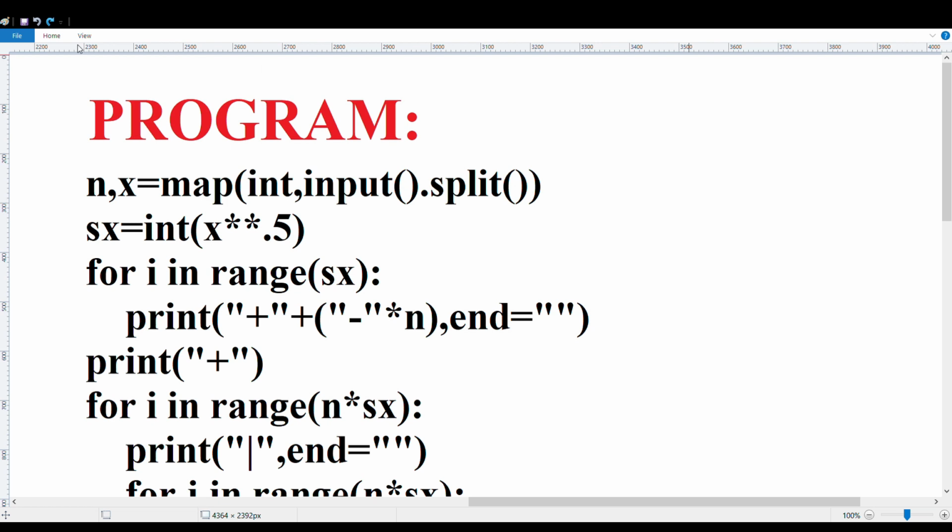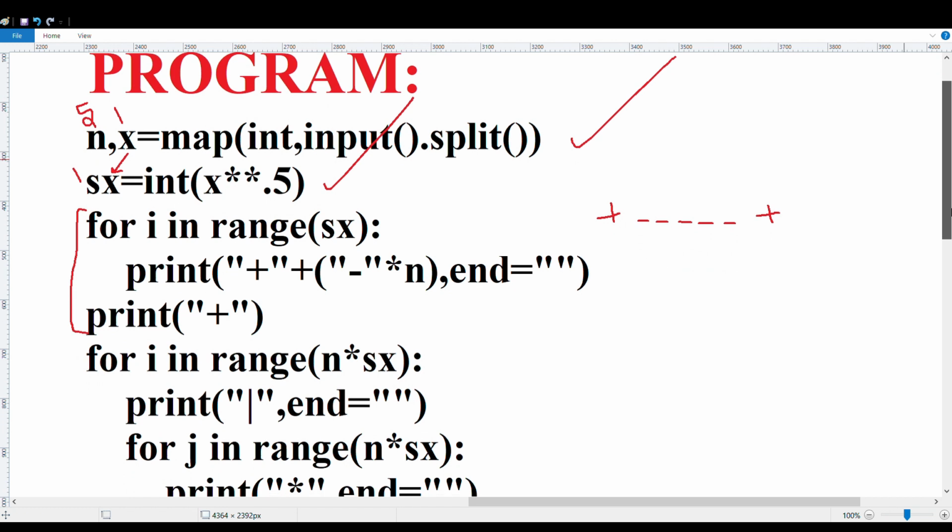So moving on to the program, I have coded it in Python. In the first line you're getting n and x as the input. In the second line you're finding the square root of x and saving it in xs. Then for i in range xs, you're printing. You start with plus because it's a corner element, and then you print n times this one. We'll assume the first case, that is 5 and 1, so n is 5 and the square root of 1 is obviously 1. In the end again you put plus.